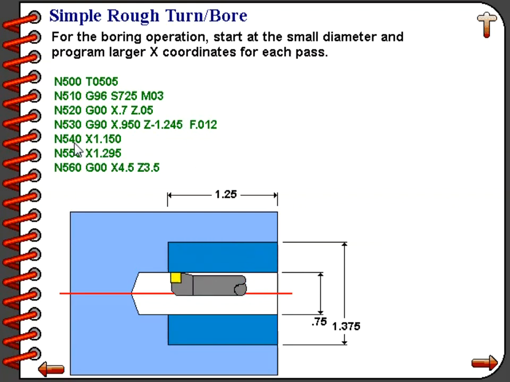Our second cut, which is commanded on line number 540, will be at a diameter of 1.15 inches. Line number 550 cuts our third and final diameter at a diameter of 1.295 inches. Finally, line number 560 will rapid the tool back to our tool change position, and of course the G00 command will cancel the canned cycle specified with G90.